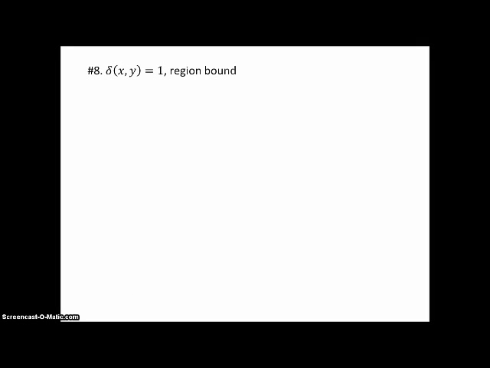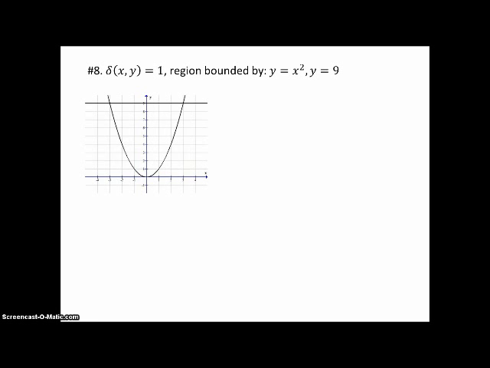Number 8, the density is still 1. The region is bounded by a curve and a line. So here's what it looks like. There's the curve and there's the line, and the region bounded by those is shown in green.